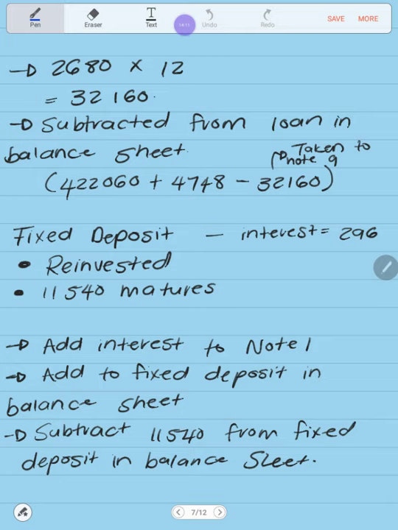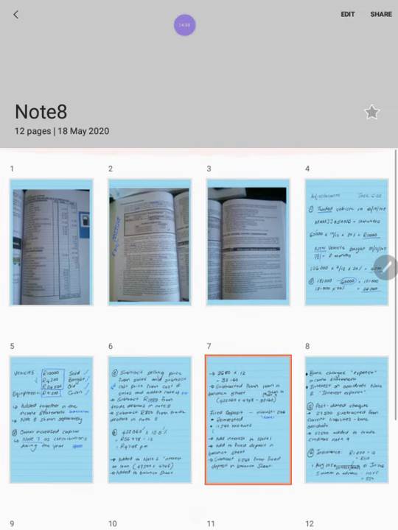The fixed deposit, they told us that the interest per month is 296 rand. You're going to add it to note 1 as interest on fixed deposit, and you're also going to take it to your fixed deposit. Let me show you how much is our fixed deposit in my trial balance.